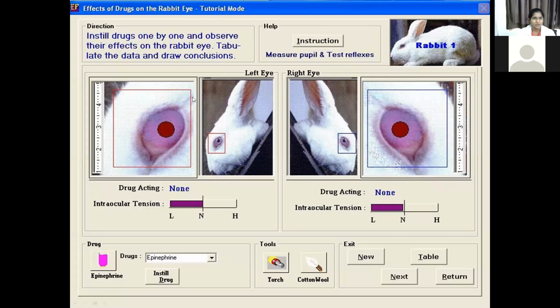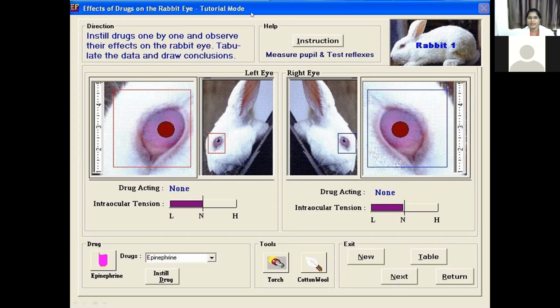Here you can see on the top left side the directions. What is the direction here? Instill drugs one by one and observe their effects on the rabbit eye, then tabulate the data and draw conclusions. So these are the directions.